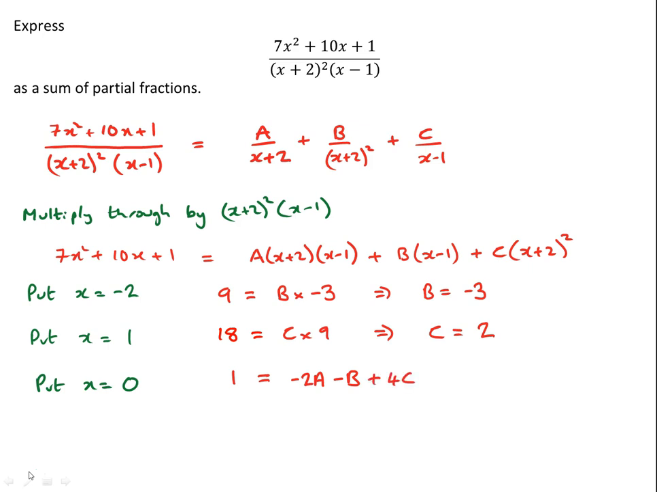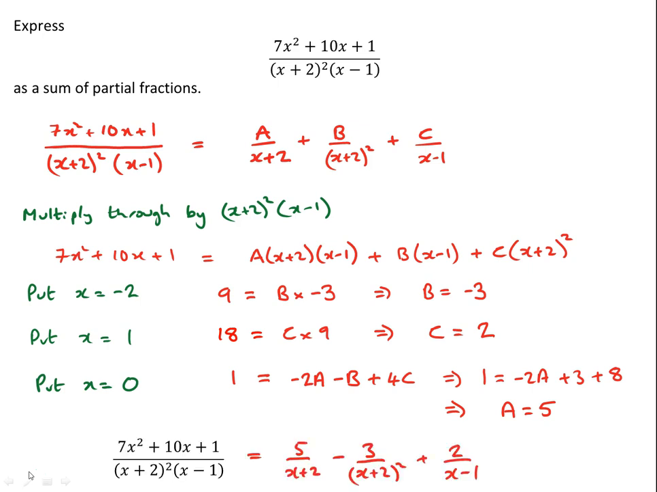Now I know that b is minus 3, I know that c is 2, so this equation means that I've got 1 equals minus 2a plus 3 plus 8. In other words, I've got minus 10 equals minus 2a, so a must equal 5. And that means that our partial fraction form for (7x squared plus 10x plus 1) over (x plus 2) squared times (x minus 1) is 5 over (x plus 2) minus 3 over (x plus 2) squared plus 2 over (x minus 1).